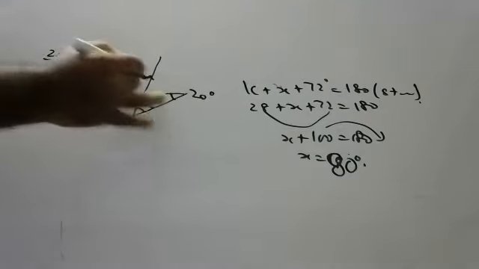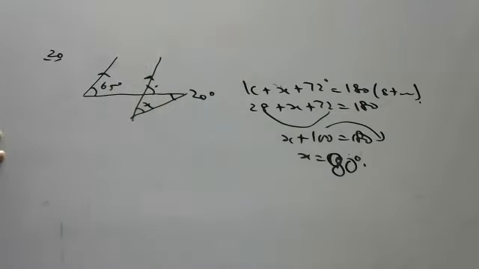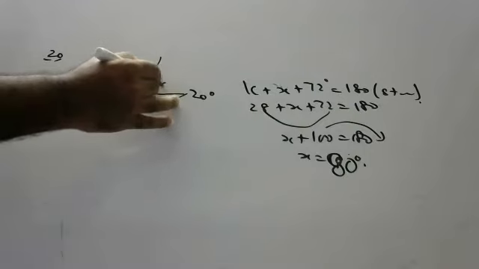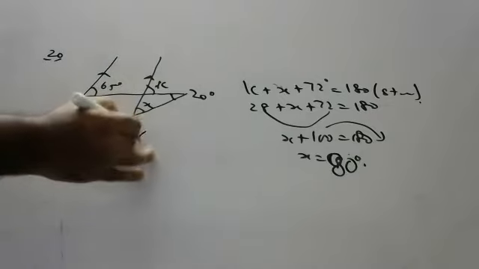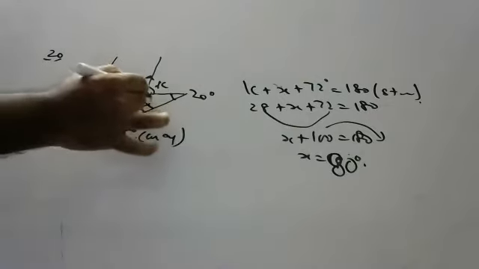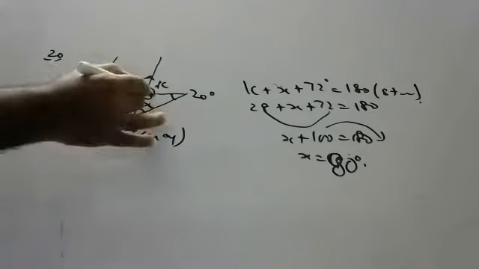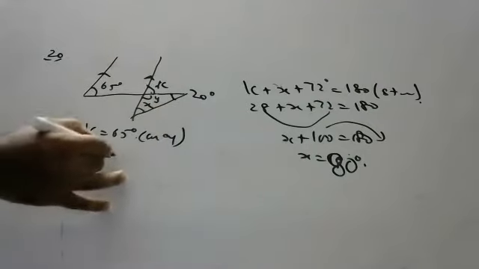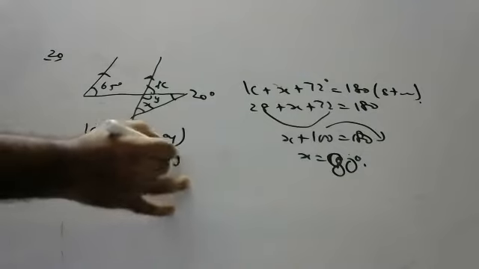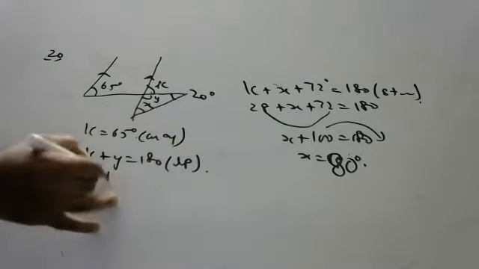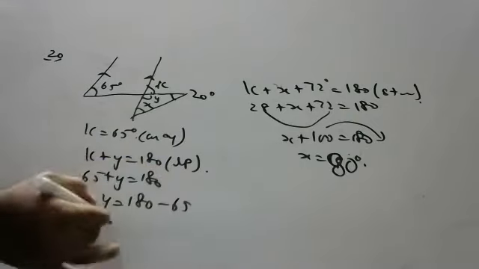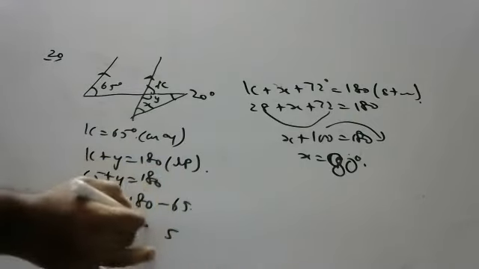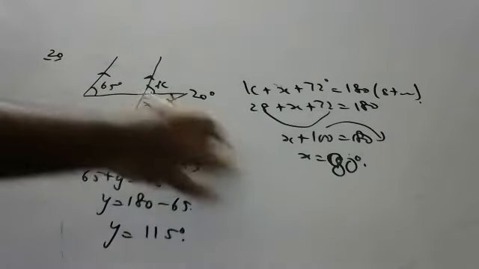So children, if this is 65, this is how much? 65, sir, corresponding angles. K is also 65, corresponding angles. If K is 65, this is how much? Linear pair. So 65 plus y is equal to 180. Y is equal to 180 minus 65, which is 115 degrees.